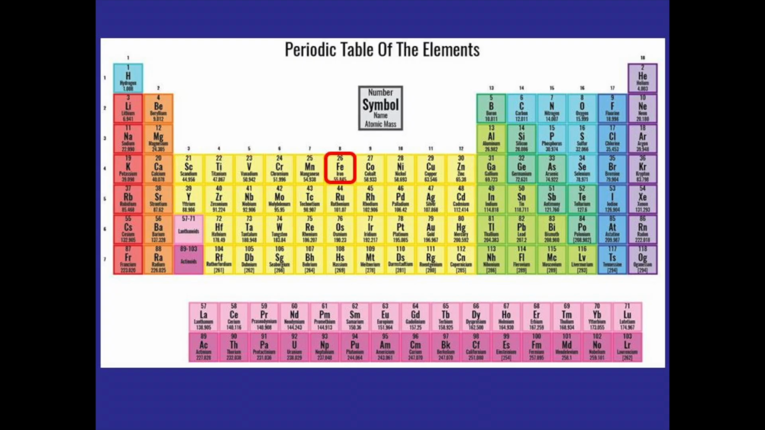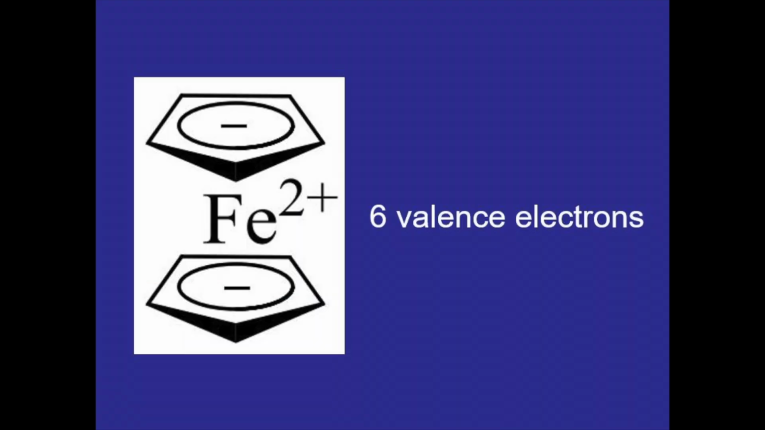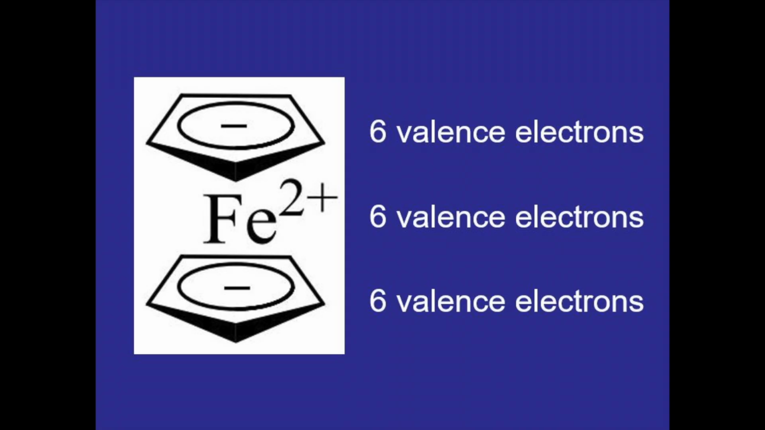So if we look at iron, in our case it has a positive 2 charge on it. So it would basically have the same electron configuration as chromium, meaning that it has 6 valence electrons. And each ring also has 6 valence electrons, which they share with the iron atom, adding up to a total of 18 valence electrons.